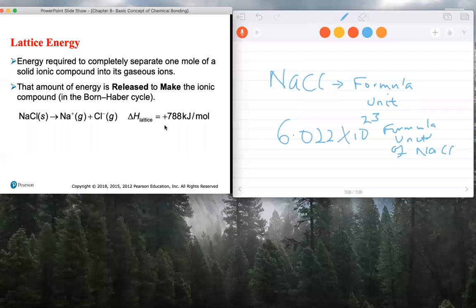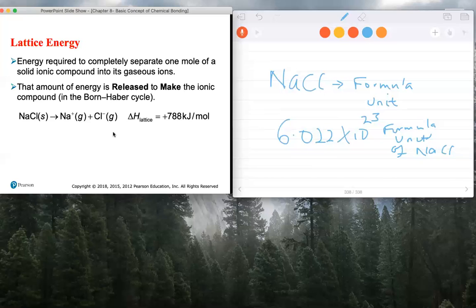Lattice energy is given in kilojoules per mole. Understand what this means. What has positive 788 kilojoules per mole in this reaction? Is it exothermic or endothermic? What does delta H lattice mean in this equation? Is it exothermic or endothermic?